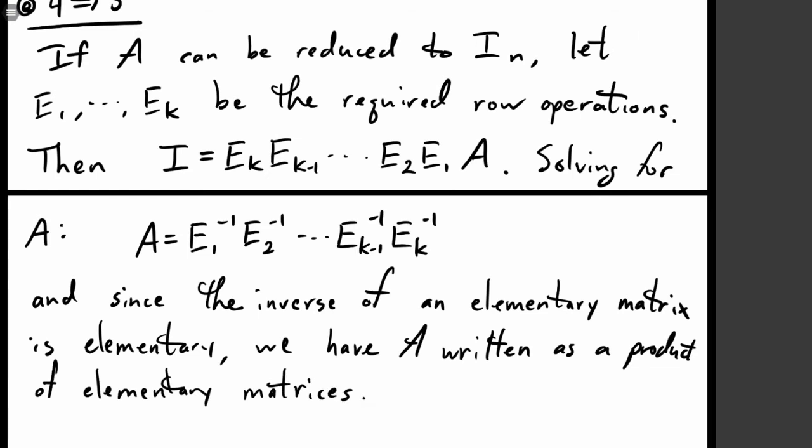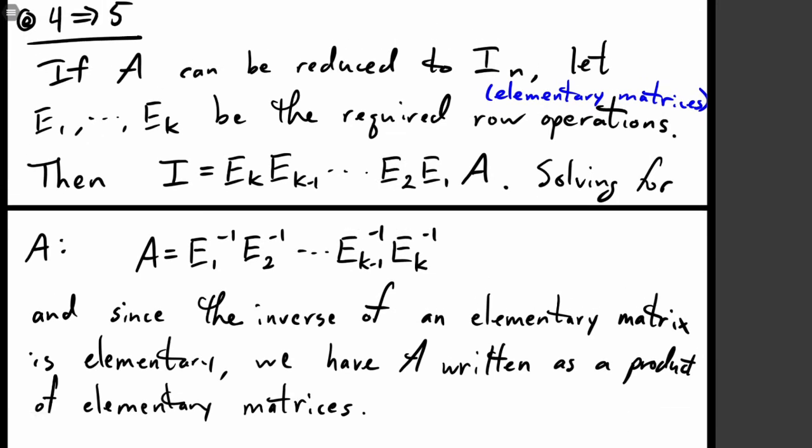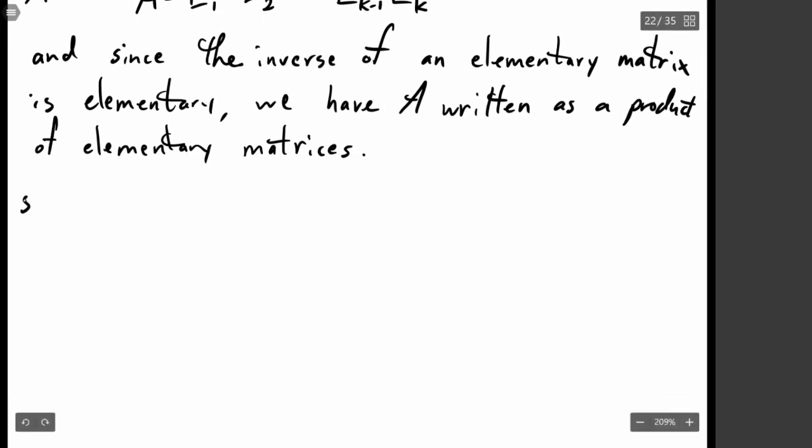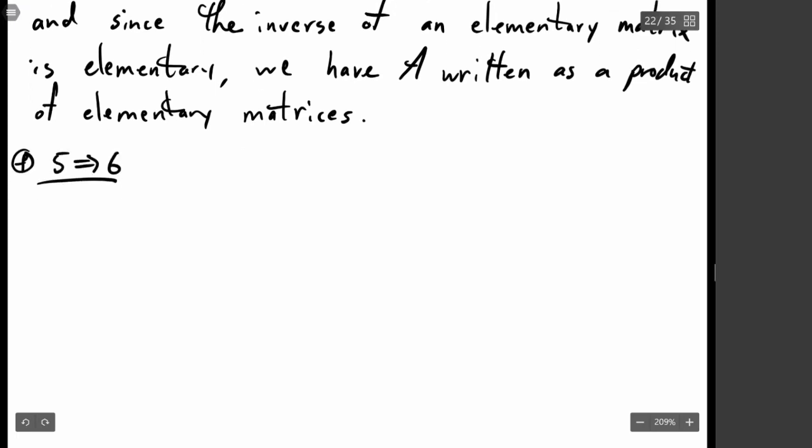Sorry, I should have set up here. When we say that these are the row operations, remember the way to write down row operations done on a matrix is we multiply by elementary matrices. So these row operations are the elementary matrices. All right, so we've now done 4 implies 5. Now we need 5 implies 6. So this is part F: 5 implies 6.